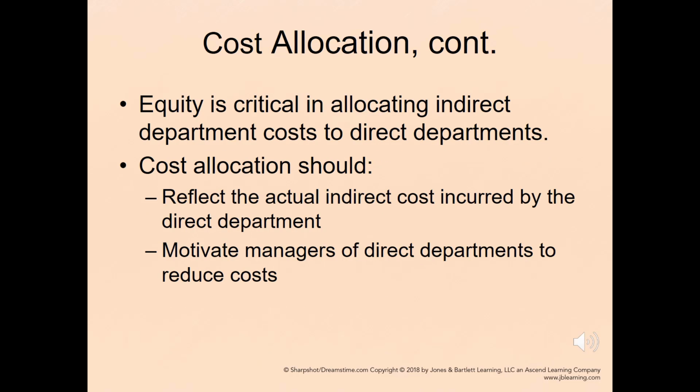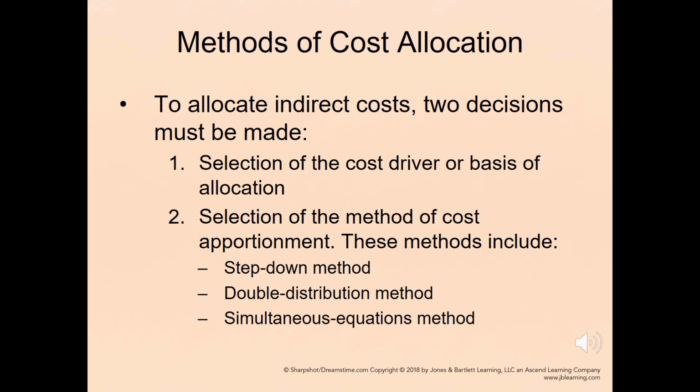Equity is critical in allocating indirect department costs to direct departments. Cost allocation should reflect the actual indirect costs incurred by the direct department and motivate managers of direct departments to reduce costs. To allocate indirect costs, two decisions must be made. One, selection of the cost driver or basis of allocation, and two, the selection of the method of cost apportionment. These methods include the step-down method, the double distribution method, or the simultaneous equations method.